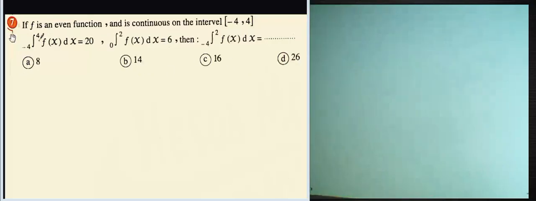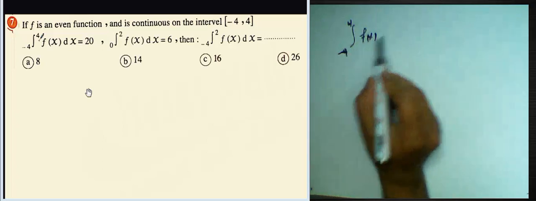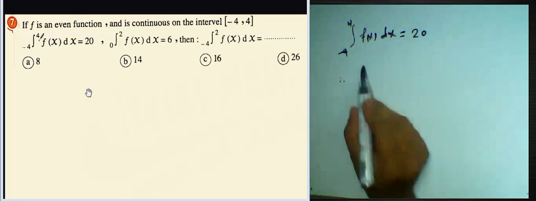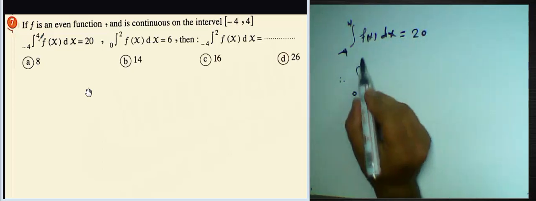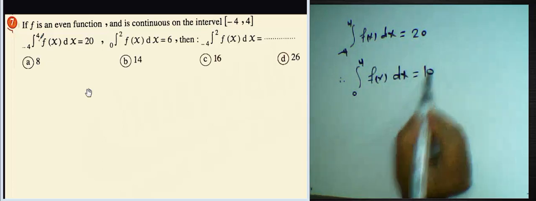Question 7. If f is an even function and is continuous on the interval from -4 to 4, and the result of the integration equals 20, he wants to find what? Integration from -4 to 2 about this function. Okay, look at this information. He gives us the integration from -4 to 4 about this function f of x dx, which was 20. Then integration from 0 to 4 about this function will be equal to 20.